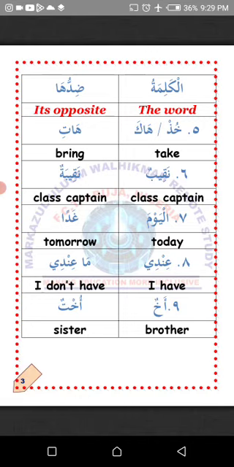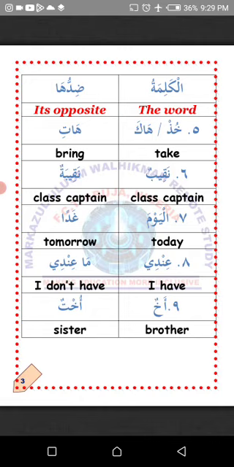So the opposite is hati, bring. Hati al-qalam, bring the pen. Hati al-kitab, bring the book. Sitta, number 6: nakib, class captain. For a female, nakibah, class captain. Saba, number 7: al-yawm, today. The opposite, gadan, tomorrow.